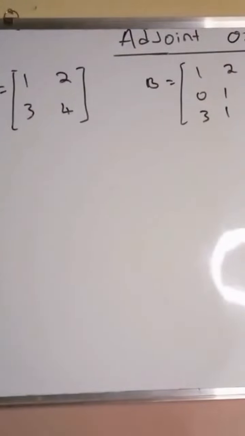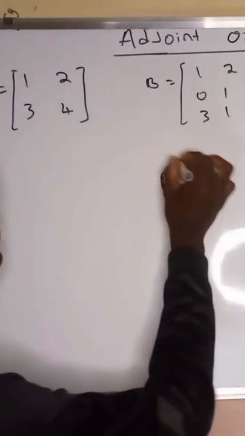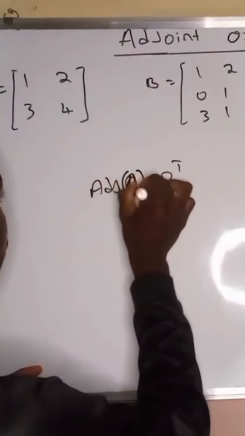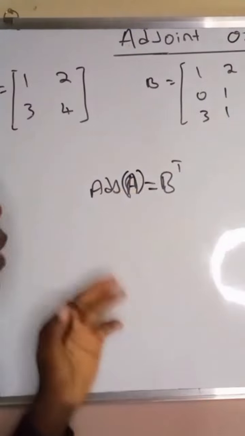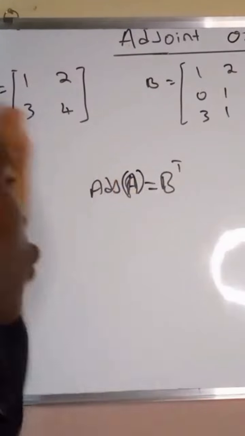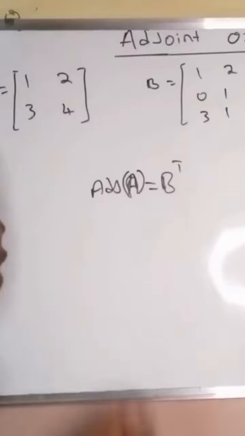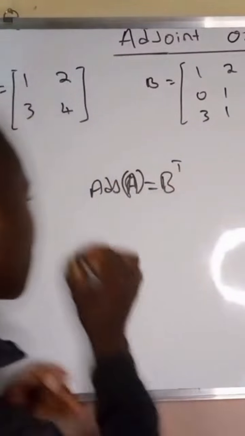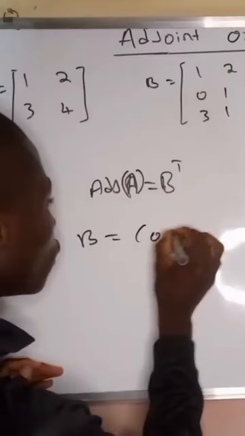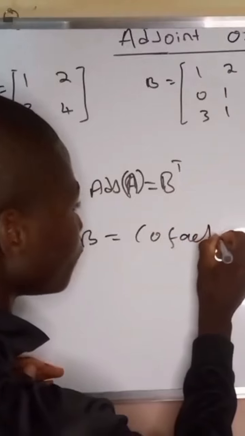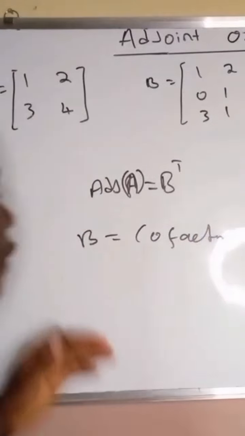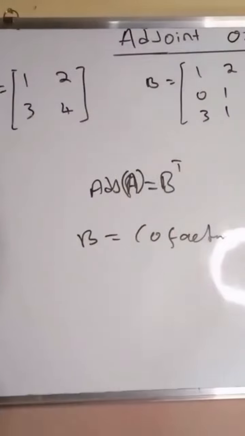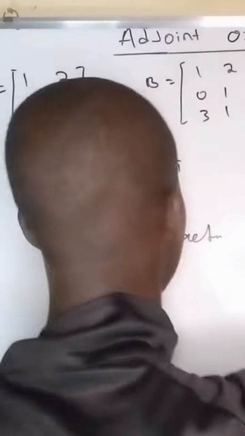So therefore, to find the adjoint of this matrix A, the adjoint of A is equal to B transpose. What does B stand for? B stands for the cofactor. After finding the cofactor, you have to transpose the matrix so that you can find the adjoint of your matrix.